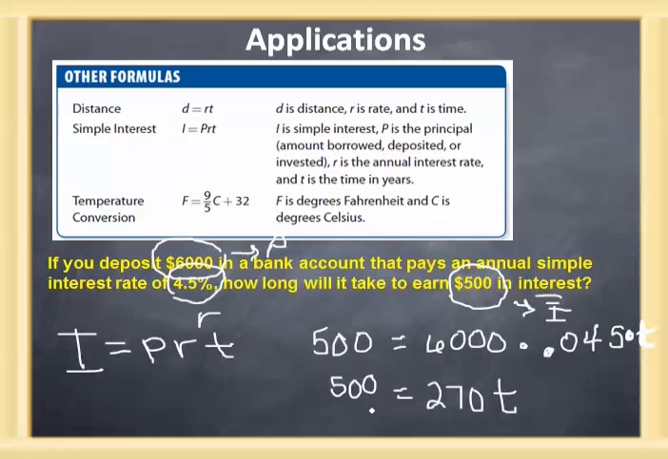Now, can we solve that? Oh yeah. So we take 500 divided by 270. And we get t equals 1.85. Now, that is time in years. So, in order for us to earn $500 in interest with 4.5%, it's going to take us almost 2 years.